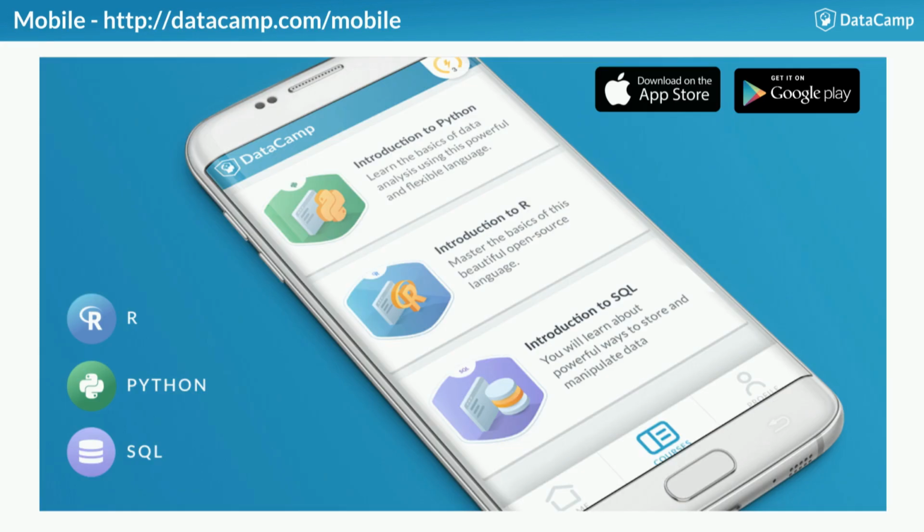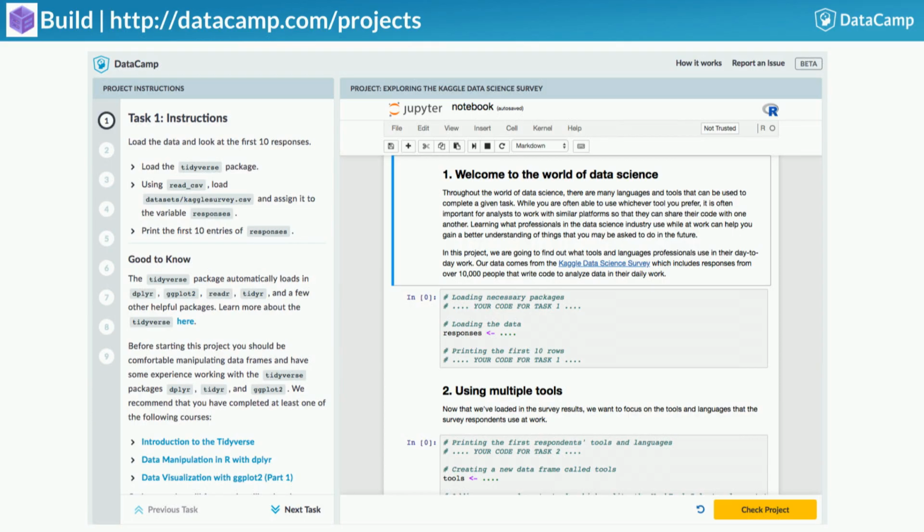That's also why we've started switching a lot of these practice problems to our mobile app. So people can on a daily basis just pull up their phone and practice the syntax of R, Python, SQL, and so on.